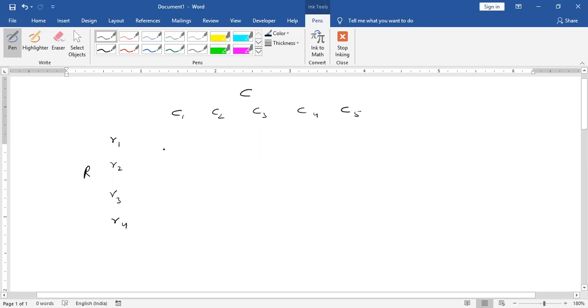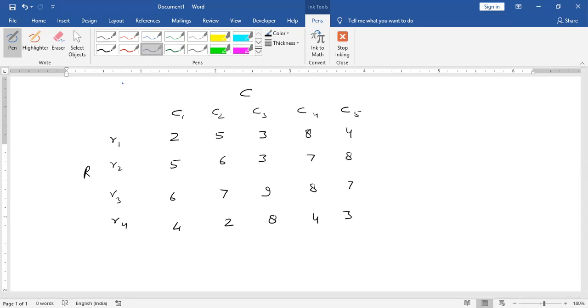The values of the game payoff matrix in the first row are 2, 5, 3, 8, 4. The next row is 5, 6, 3, 3, 7, 8. The values in the third row are 6, 7, 9, 8, 7. The last row is 4, 2, 8, 4, 3. So this is the game payoff matrix, and I'm looking for the saddle point.